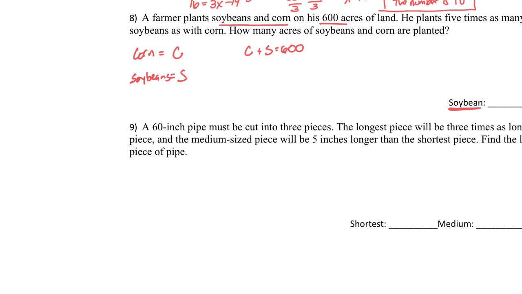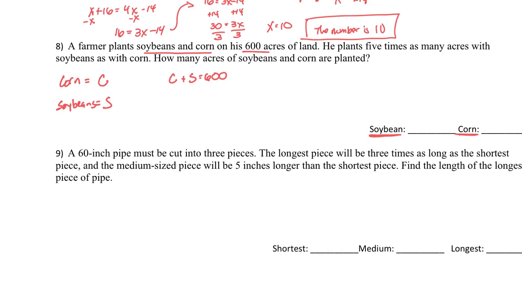We have too many variables in this equation. Remember, we don't like equations that have more than one type of variable. So because I have C's and S's in here, I can't do anything with that equation. However, I do have some information in the problem. It tells us that he plants 5 times as many acres with soybeans as he does with corn. So that means soybeans are equal to 5 times the amount of corn.